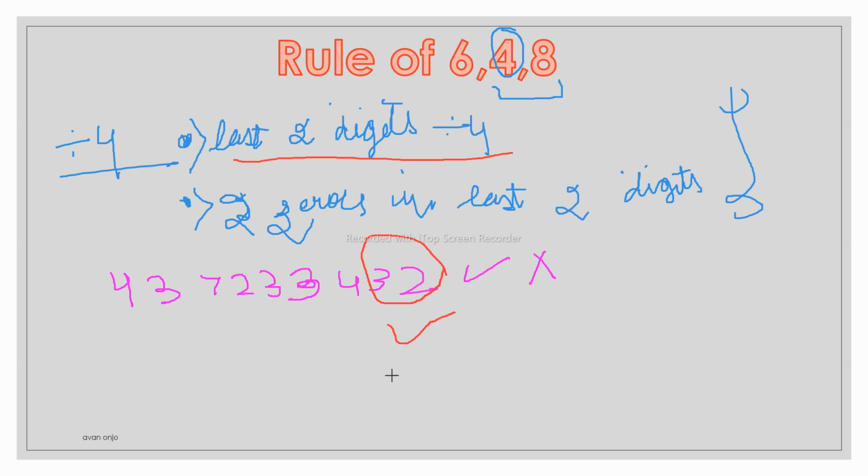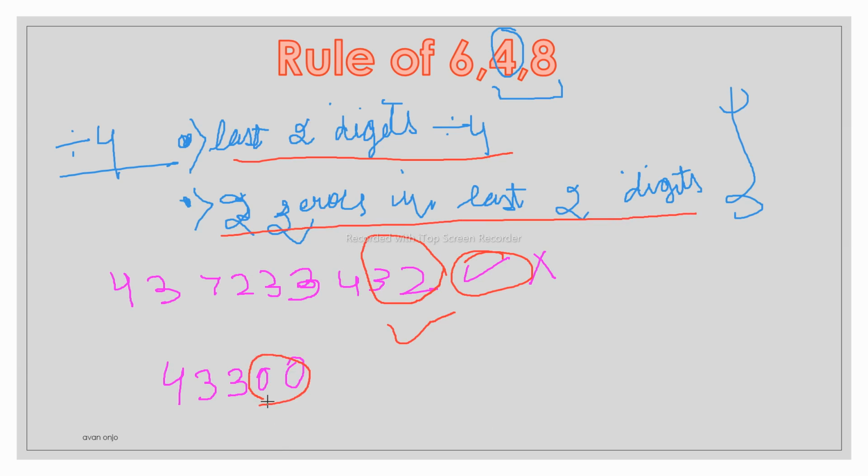So this whole digit is going to be divisible by 4. Okay, let me give you another question. Let's say 433,00. Now you have to tell whether it is divisible by 4 or not. If you look at the second rule, it says that if in the end the last two digits are 0, if there are two zeros together, then in that case also it is going to be divisible by 4. Okay, so I hope that both of them are clear to you.